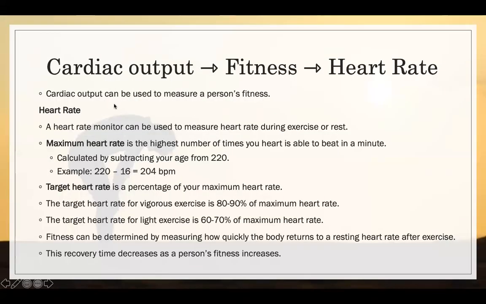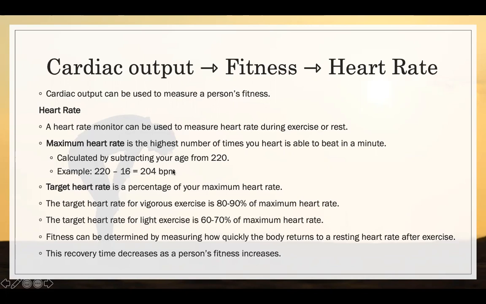So your cardiac output can be used to measure a person's fitness or overall health. Using heart rate monitors, they can measure your heart rate during exercise or during rest. And the maximum heart rate is the highest number of times your heart is able to beat in a minute. So that is when you are maxed out. You've been sprinting for a very long time, and you can't exercise any harder than your maximum heart rate. It's calculated by subtracting your age from 220. So if you're 16 years of age, your maximum heart rate is going to be 204 beats per minute.